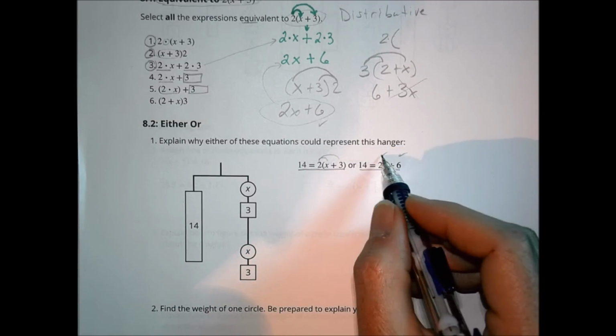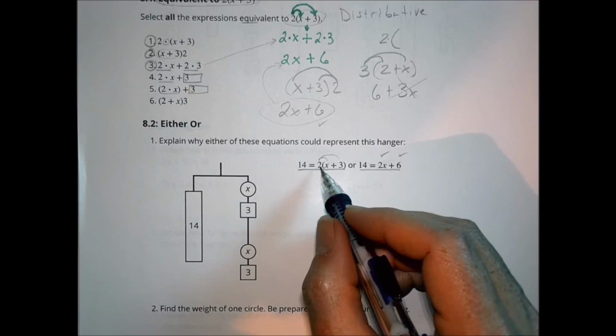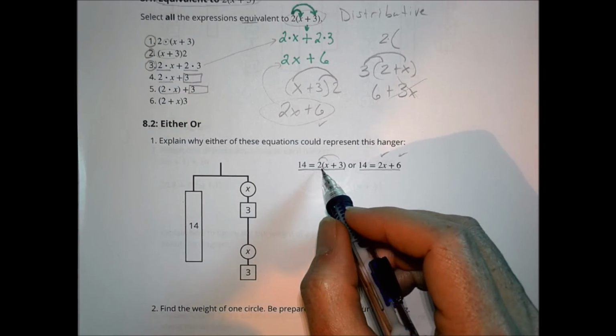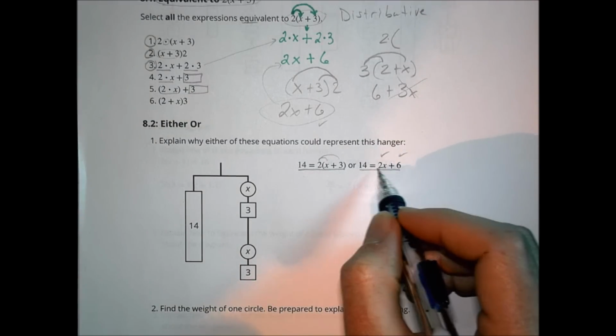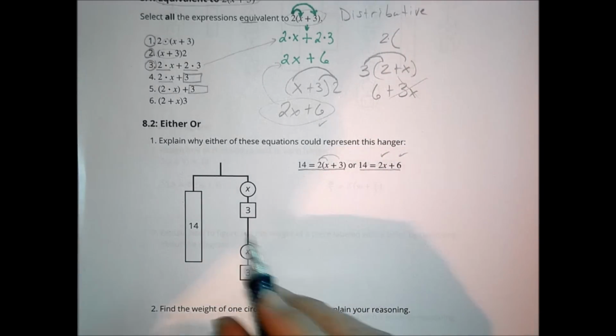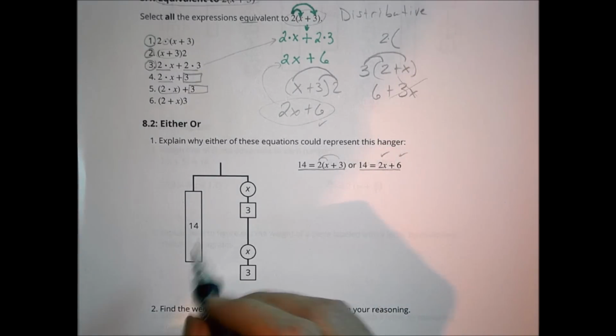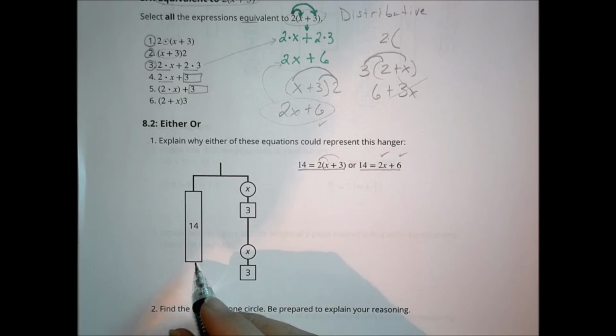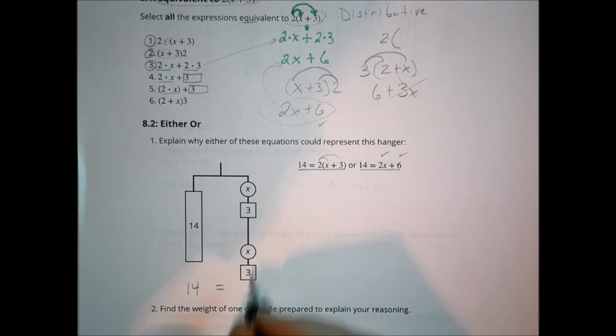So these equations are the same, it's just one has the 2 on the outside, or factored out, we might say, and over here we have it distributed through there. Looking at the hanger, it's a similar situation as well. They both have the 14 over here, which is what's going to be equal to. So 14 is going to be equal to this portion of the hanger right there.